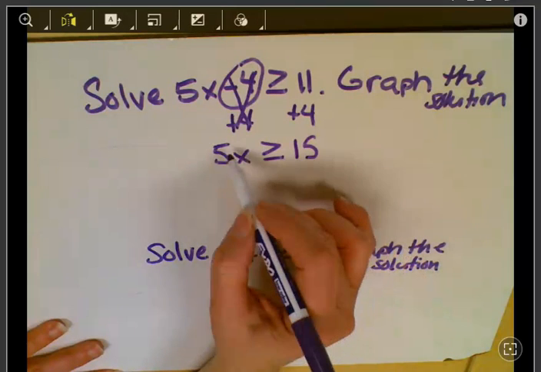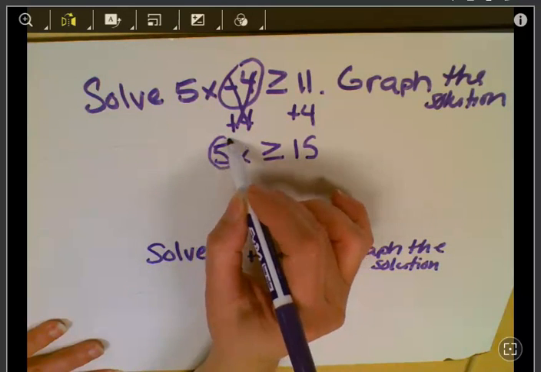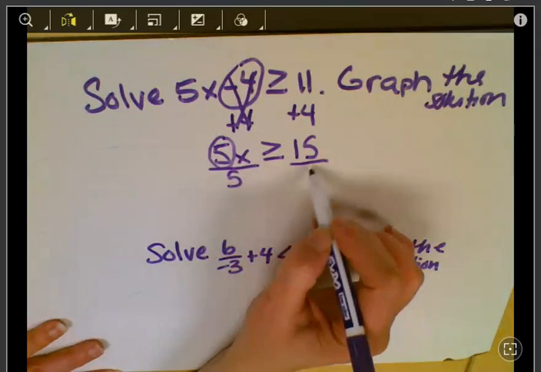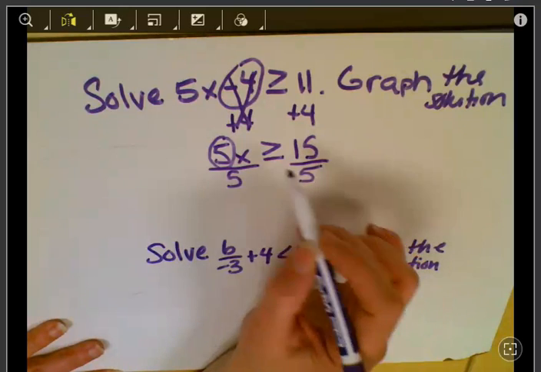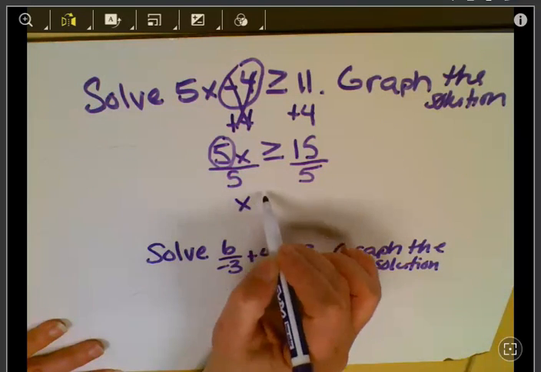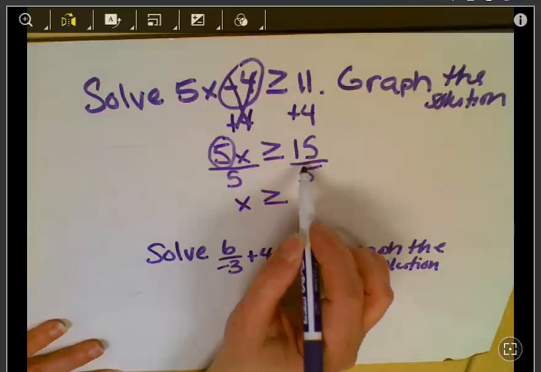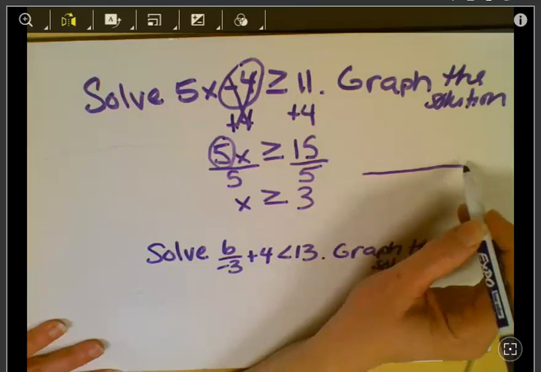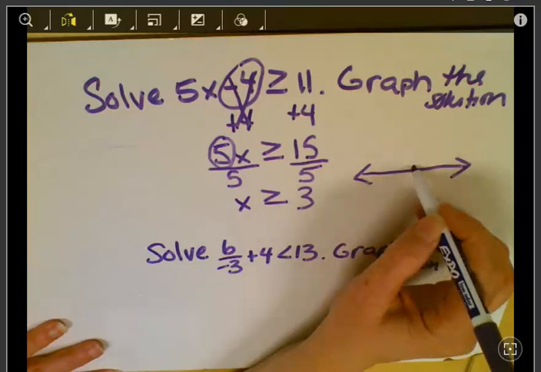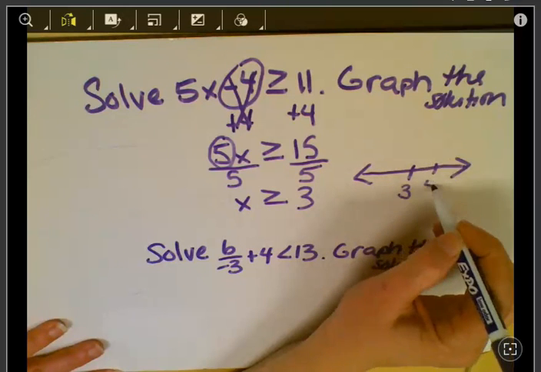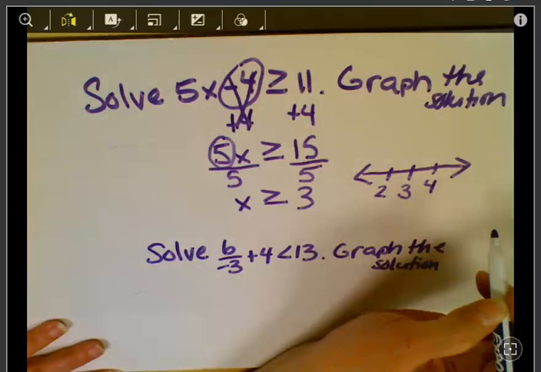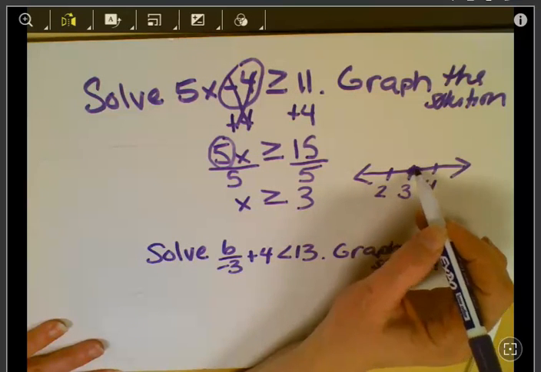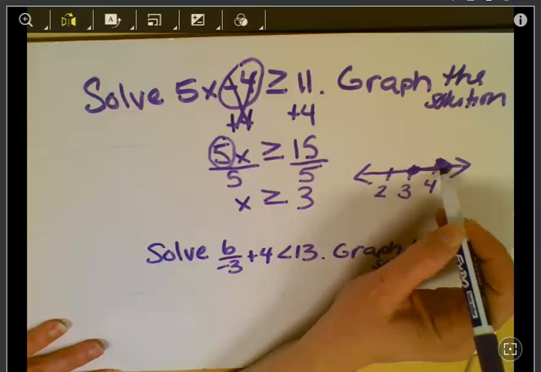Then I'm going to try to get this gone so I can have x by itself. So I will divide by 5 because it's squished together, it is multiplication. So then this becomes x is greater than or equal to 15 divided by 5, or 3. So then my graphing would include the number 3, the number 4, and the number 2. Because of the equal sign, it'll be a closed circle, and greater than means to the right.